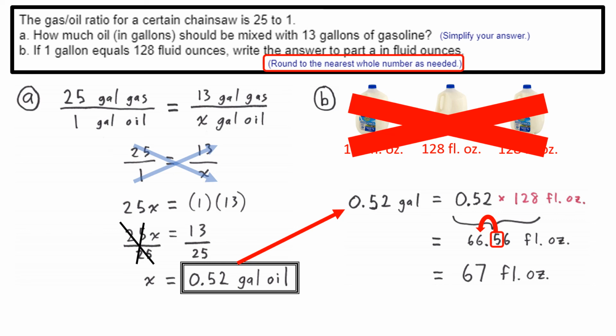Now, since the 0.52 was gallons of oil, the 67 is fluid ounces of oil. To summarize, if we have 13 gallons of gasoline, the proper amount of oil to mix in can either be stated as part A, 0.52 gallons of oil, or part B, 67 fluid ounces of oil.